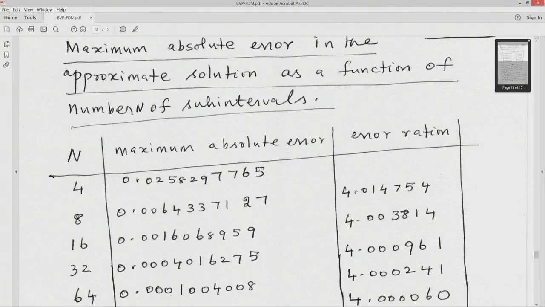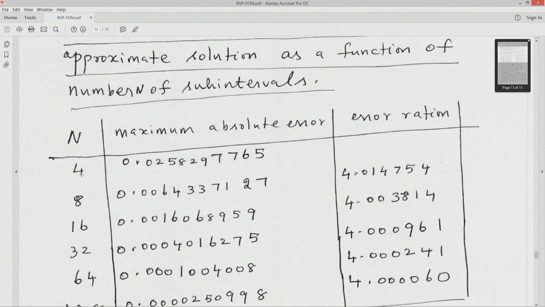What happens to the maximum absolute error in the approximate solution as a function of the number of subintervals? So, when I take n to be 4, my h is 1 by 4. So, I would like to increase the number of subintervals, namely double the number of subintervals, say 8. In this case, h will be halved, namely h will be 1 by 8, and I continue to double the number of subintervals into which I divide the interval 0 to 1. By doing this, every time the step size h is halved.